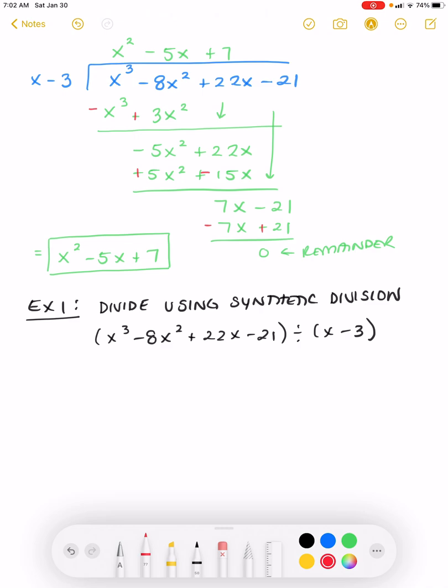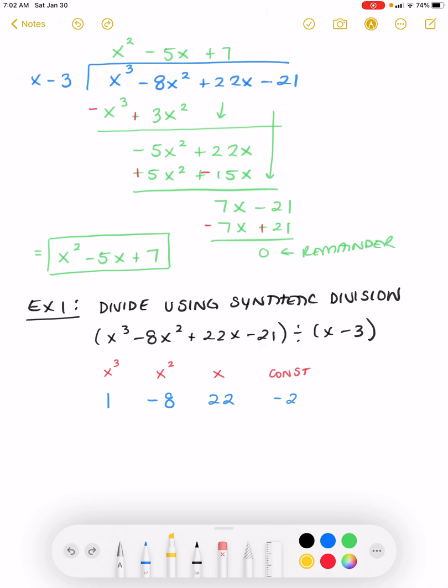What we're going to do is line up the coefficients. I'm going to label this, and as you get better at this, you're not going to need to do this part I'm doing in red. We write the coefficient for the x cubed term, the x squared term, the x term, and then the constant term. What's convenient about synthetic division is we take the variables out and only use the coefficients. The coefficient of x cubed is 1, the coefficient of x squared is negative 8, then 22, and negative 21 is the constant term. So we just use the terms in front of the variables.